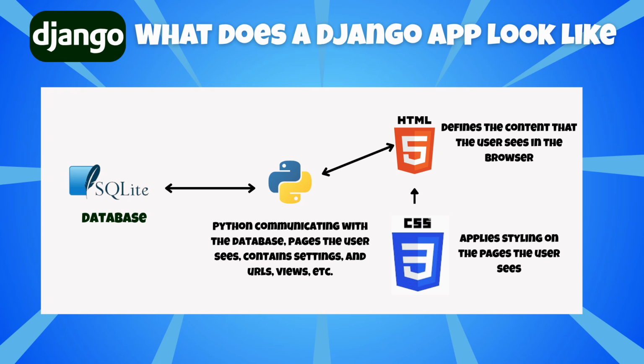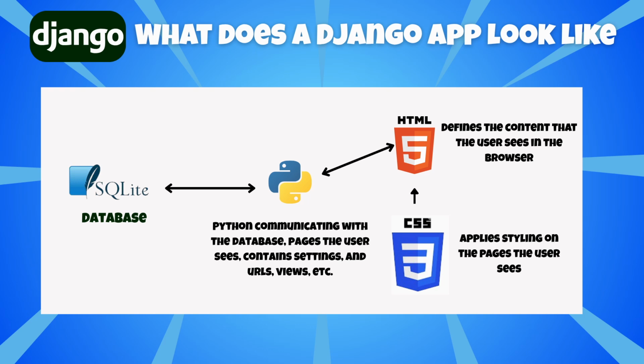Now, the Python component in the middle is very important because it communicates with the database. It holds all of the settings that we have inside of our project. It defines URLs, views, and it basically controls everything from the back of the application until what the user gets to see. But in the next videos, we will discuss in detail what the different Python files are within this project and what we can do.